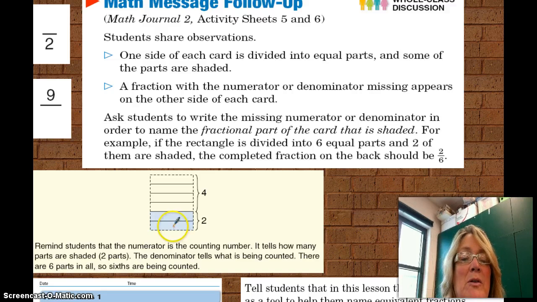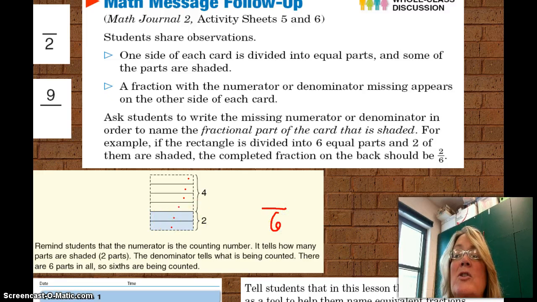So here are your parts: 1, 2, 3, 4, 5, 6. It's divided into 6 sections. How many of those sections are shaded? 1, 2. So that's your numerator. 2/6 of that shape is shaded.